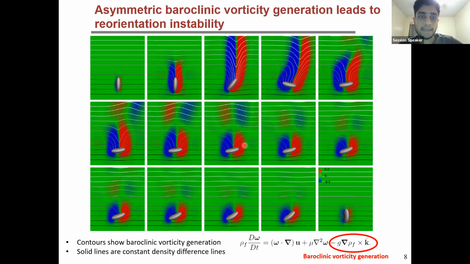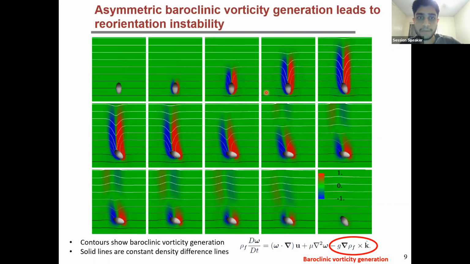Once the velocity of the particle falls below the threshold, the inertial effects are not enough to overcome the stratification effects, which are trying to reorient these particles, and because of that it reorients once its velocity falls below the threshold. The same thing happens for a prolate spheroid, and this vorticity generation remains asymmetric, because of which it finally reorients and attains an edgewise orientation.